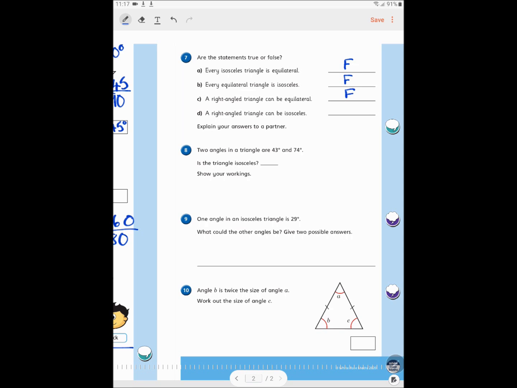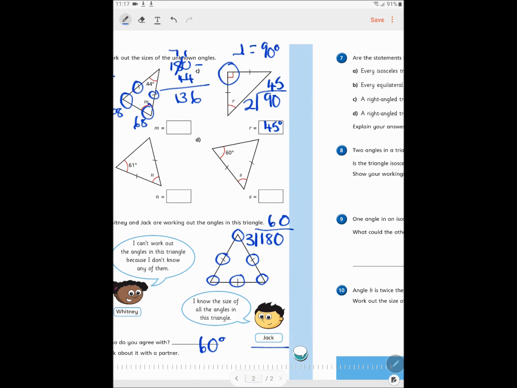The one that most of you got wrong was this one here, question D. A right-angled triangle can be isosceles. Right, if we're going back to this one over here, this is an isosceles triangle, yeah?